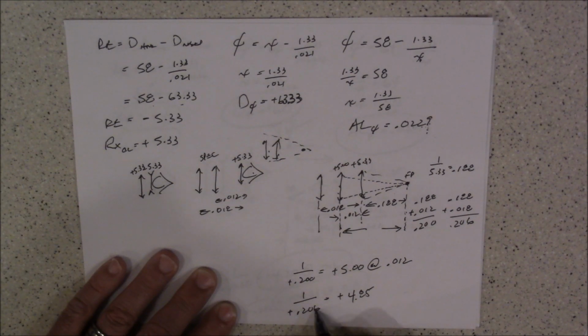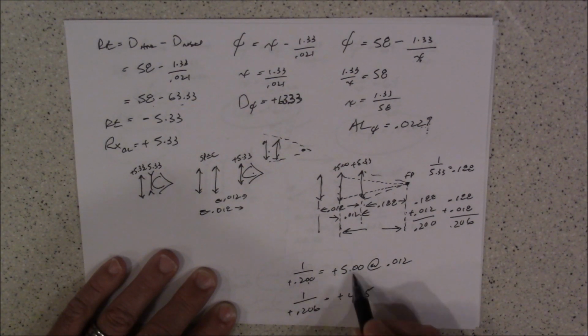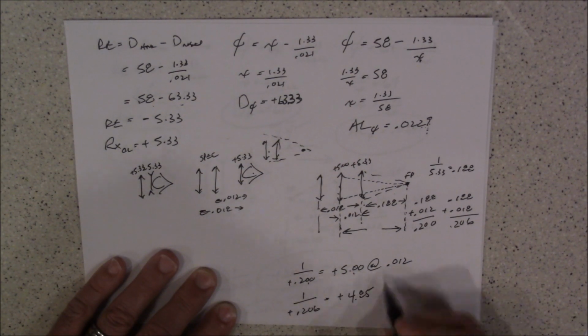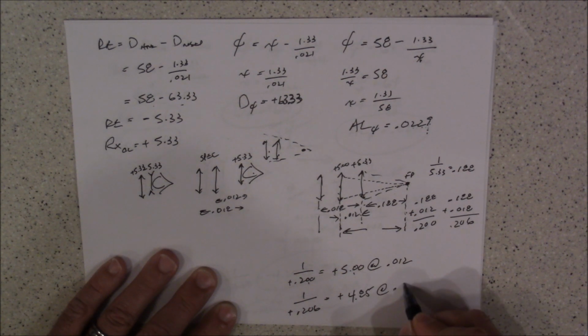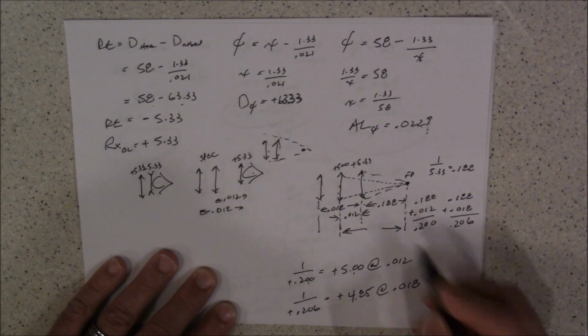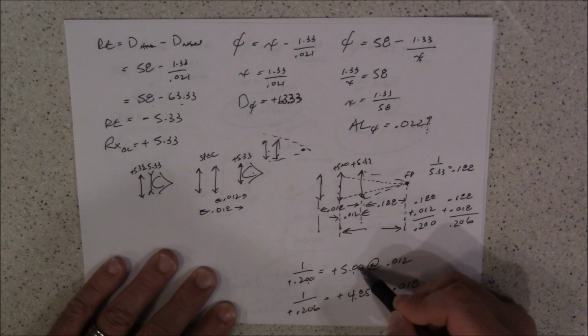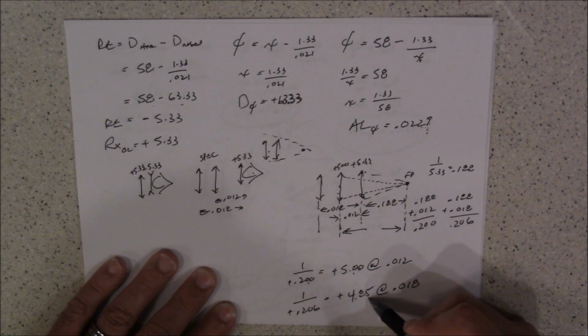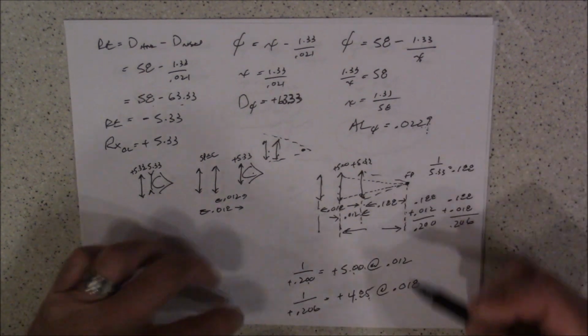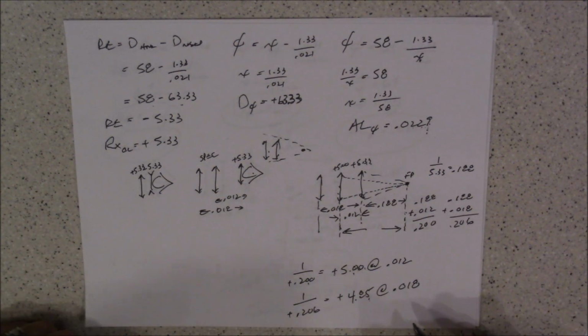The denominator here is greater than it is here, so the answer here must be less than the answer here, and that is the spectacles at 18. All right, 5.33, 5 is less than 5.33, 4.85 is less than 5, so it follows our rule. Everything must follow the rules.